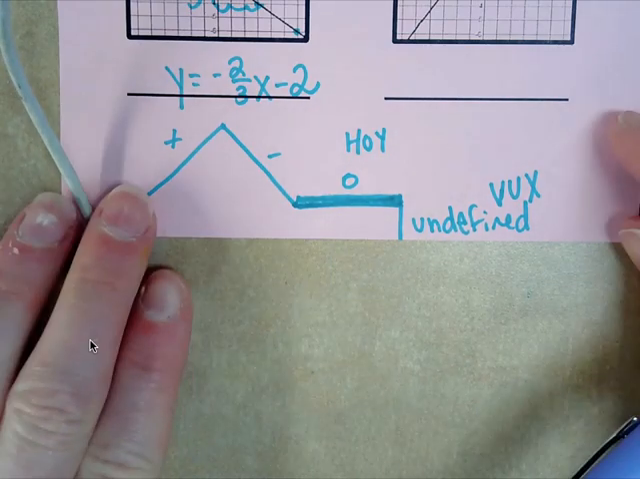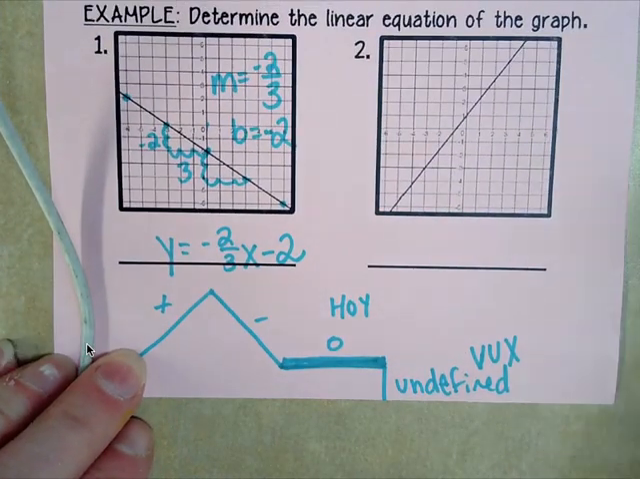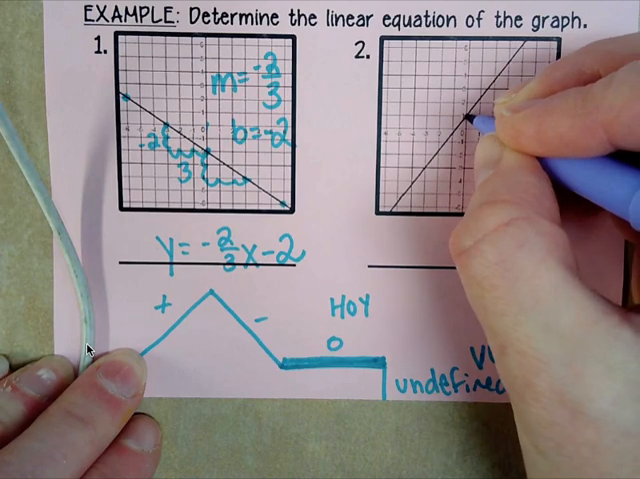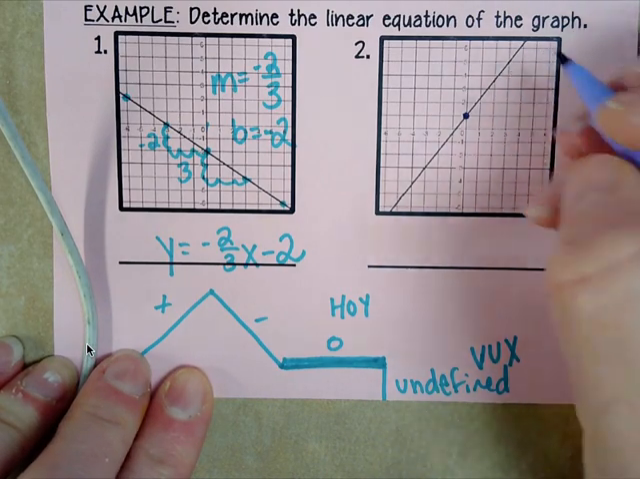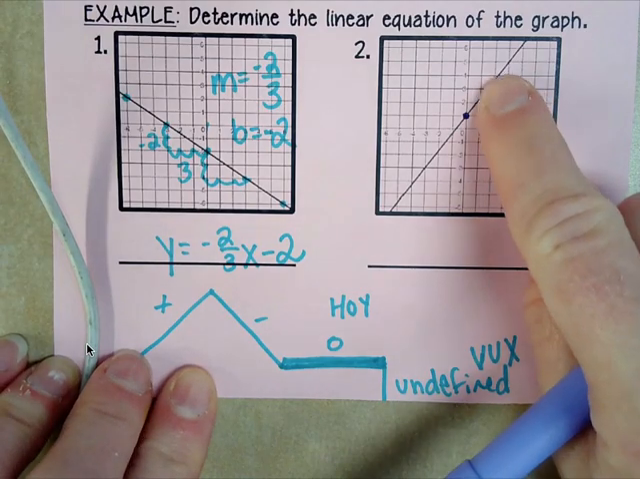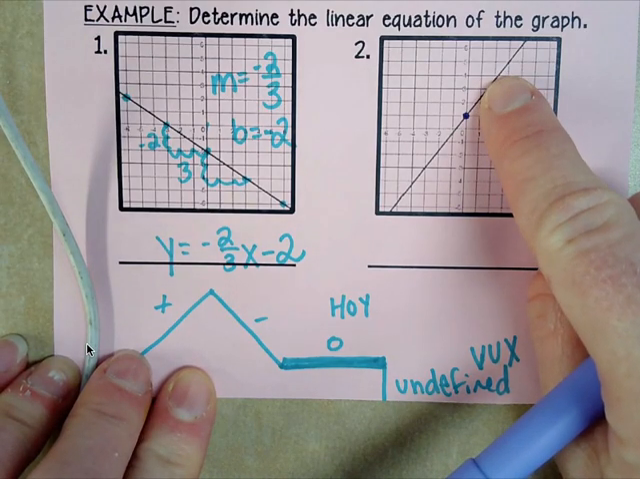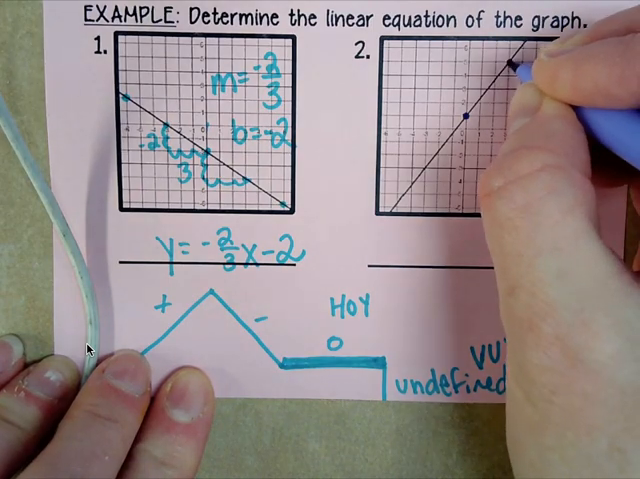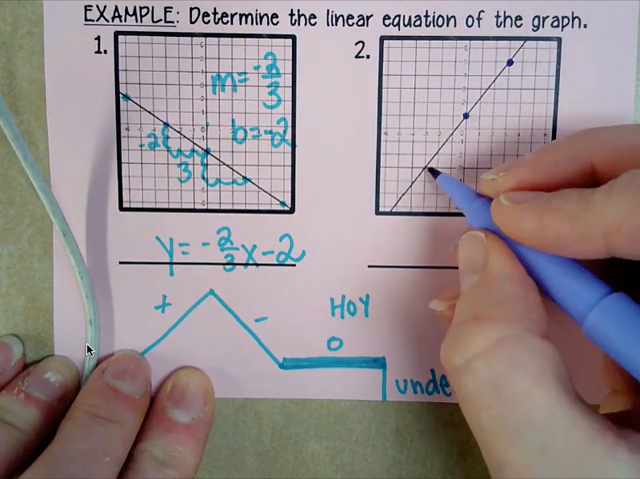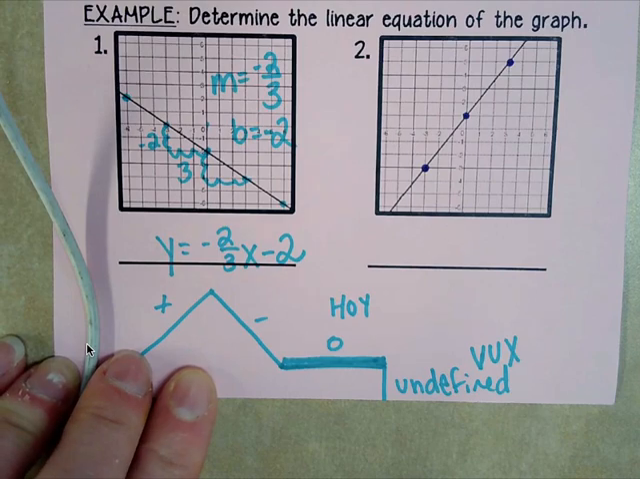All right, let's look at example 2. Let's see. We have a y-intercept right here. This almost looks like a point, right? But it's not. It's one more up. So be really careful when you're picking your perfect points. Looks like I only have 3 perfect points on this one.